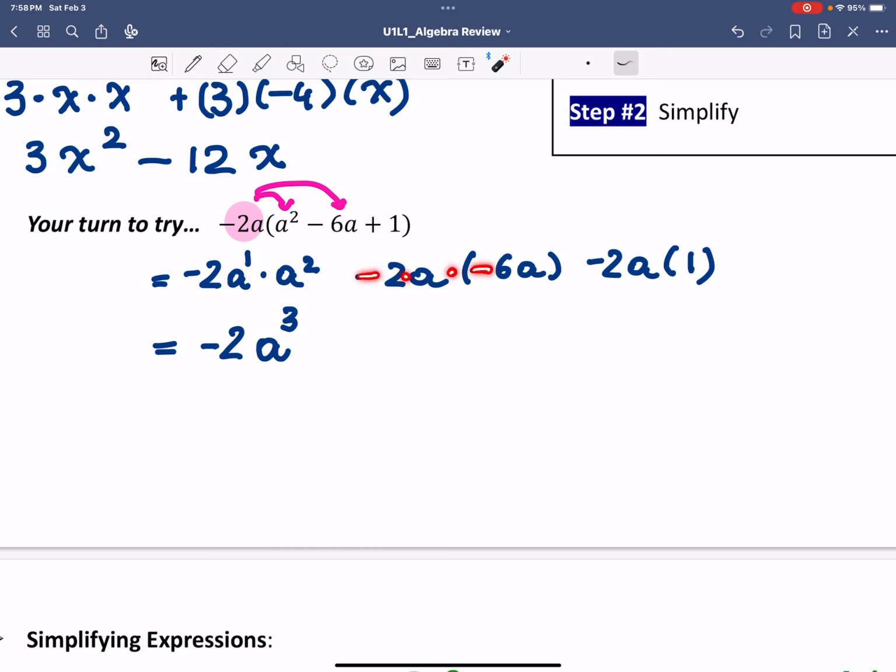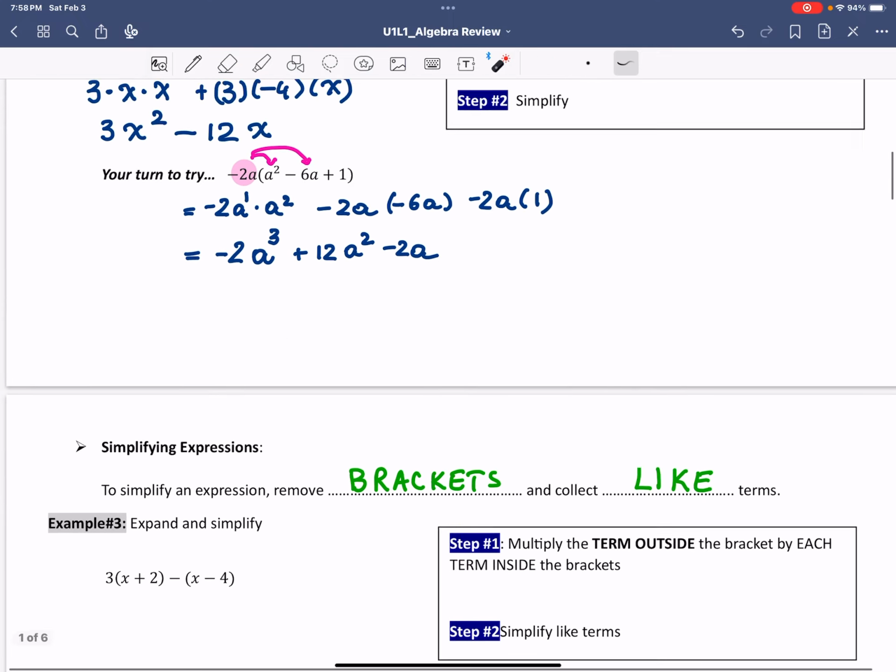Remember how multiplication works. The order doesn't matter, which means we multiply negative 2 with negative 6, and that will give a positive 12. And a will multiply a, which gives a squared. And lastly, we have negative 2a times 1, which is negative 2a. And this is completely simplified. Terms are from highest to lowest degree, and that means we're done.